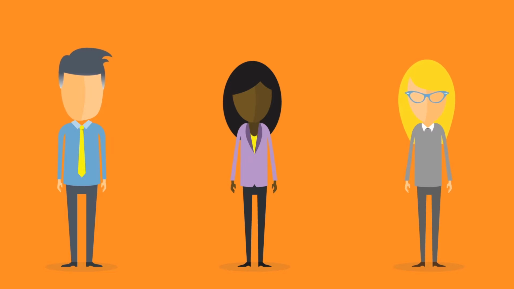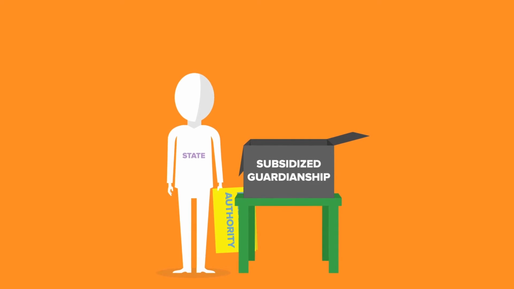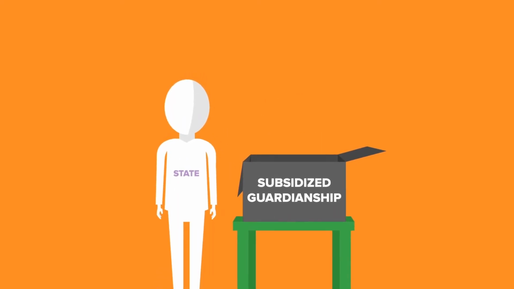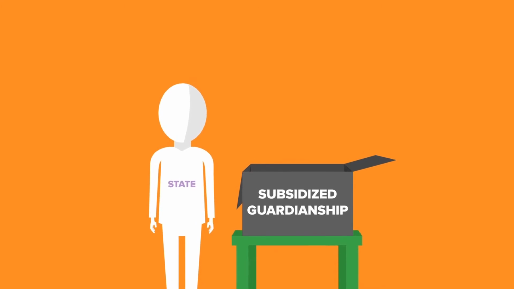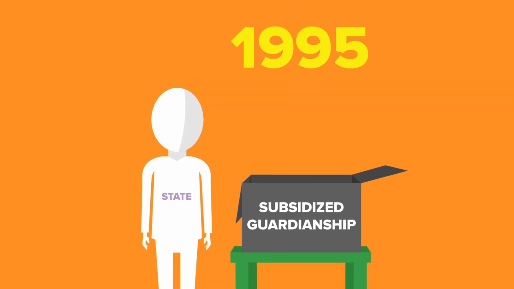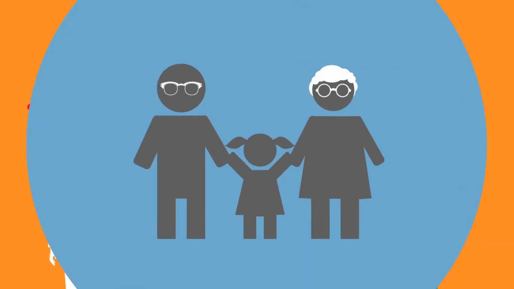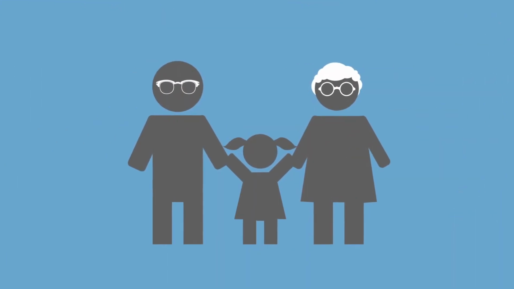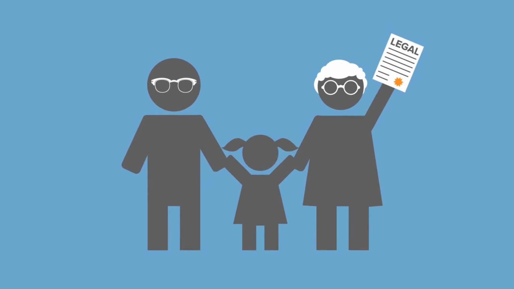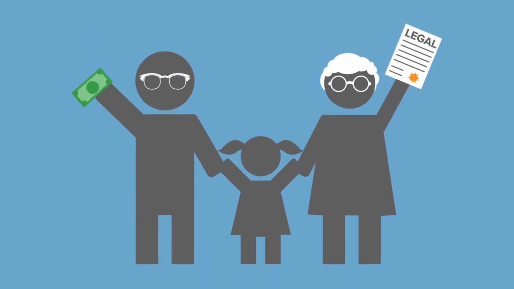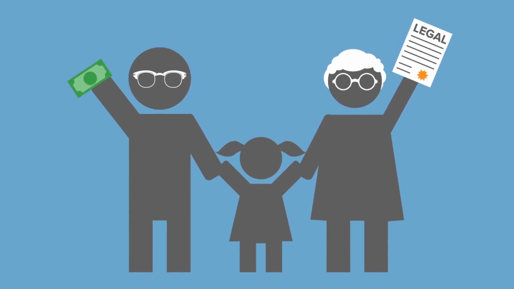That must be when the state decided to pursue making kinship care placements legally permanent. That's right. The state decided to experiment with transferring full legal authority to kinship caregivers, either through legal adoption or guardianship. Fortunately, in 1995, the federal government was also interested in testing subsidized guardianship. It wanted to see what would happen if a child's custody or legal guardianship was transferred to relatives and the child retained eligibility for federal support through a guardianship assistance subsidy.